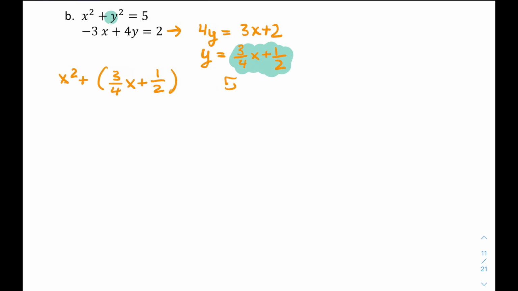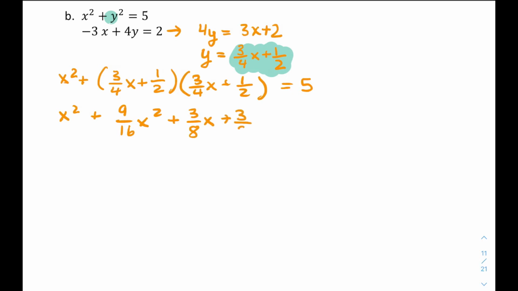Since I need to make sure that I multiply it times itself, every term, and use the distributive property, I'm just going to go ahead and write it twice there. And then if you multiply everything together, you're going to get a 9/16 x squared, a 3/8 x, another 3/8 x, and a 1/4. I'm going to combine some like terms while we're at it. That would be 6/8 x or 3/4 x in the middle there. If you add x squared, which is 16 over 16 x squared, to our 9 over 16 x squared, we get 25 x squared over 16.